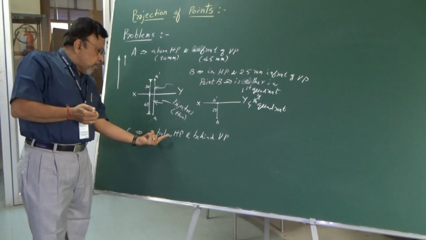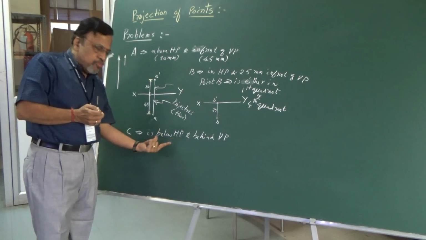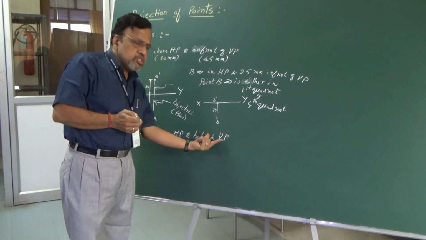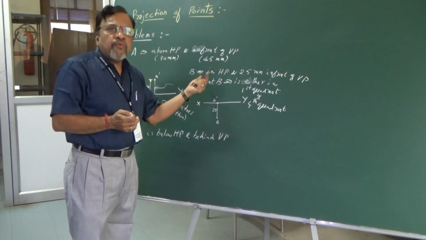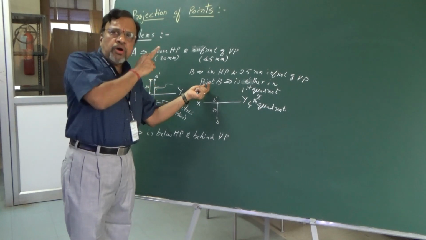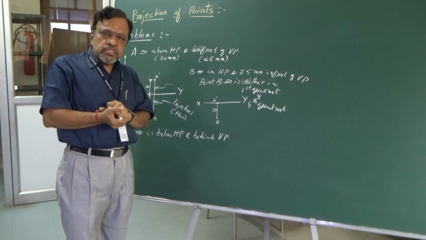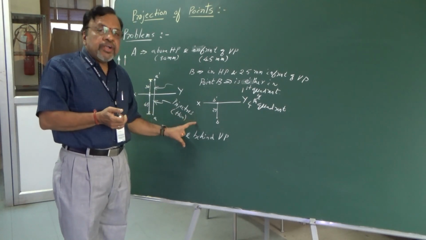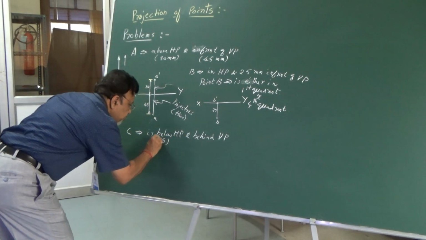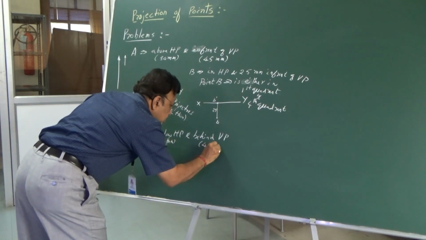I told you that if the point is below HP, then the front view should be below the XY line, and since the point is behind VP, the top view should be above the XY line. So whenever I have that projection, in which quadrant does the point lie? Now I can say the point is in the third quadrant. Again, let us say this distance is 25 mm and it is behind by 40 mm.